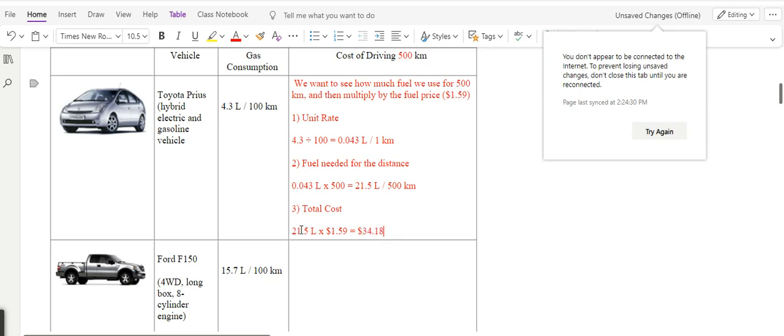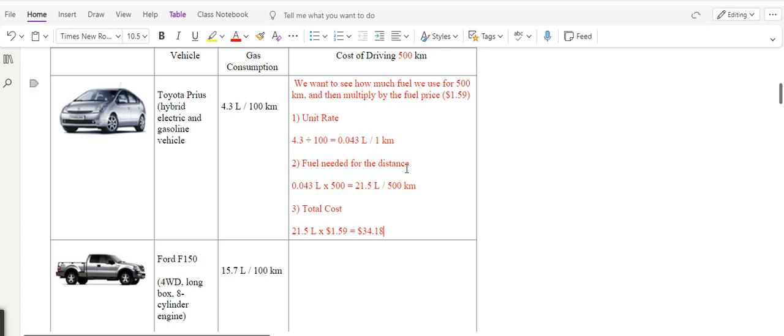So you need $34.18 worth of fuel to go 500 kilometers in the Toyota Prius. Okay, and all of the calculations we're going to be looking at will be slight variations of these. And so, what does this mean?